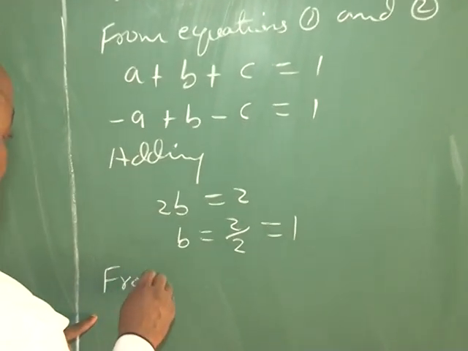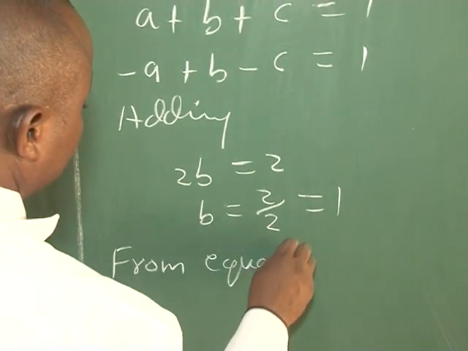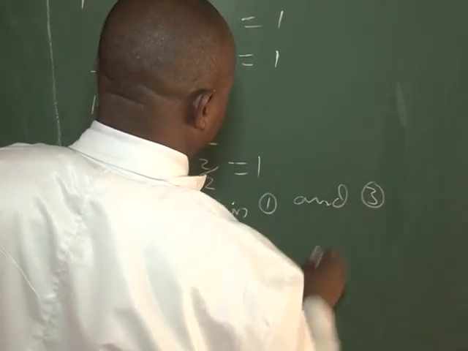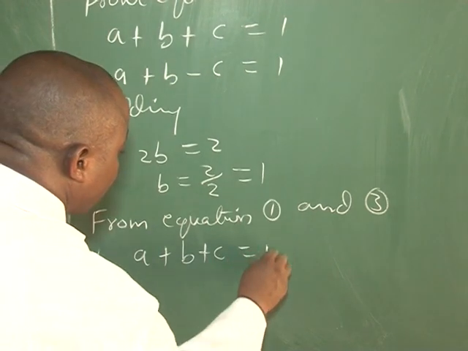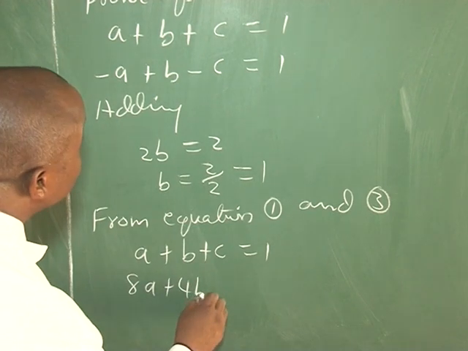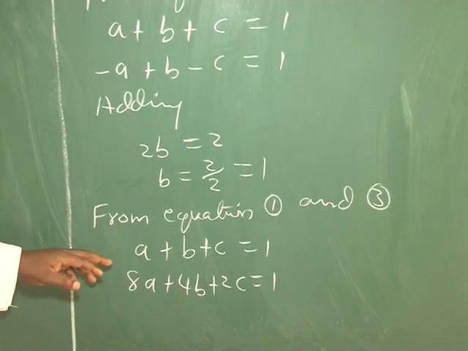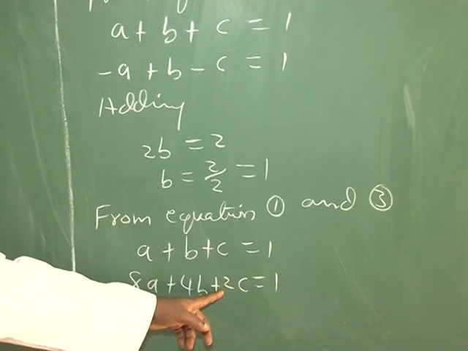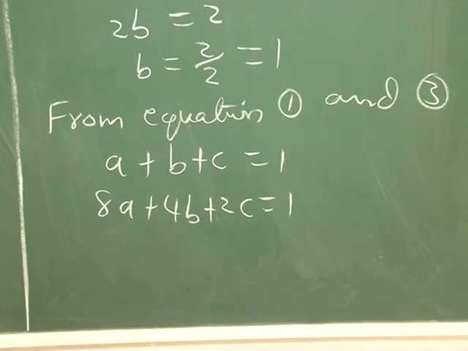Now from equation 1 and 3, 1 is a plus b plus c equal 1. 3 is 8a plus 4b plus 2c equal 1. So I want to also eliminate it. And to do that, let's start with eliminating c. The coefficients must be equal. So we are going to multiply equation 1 by 2.